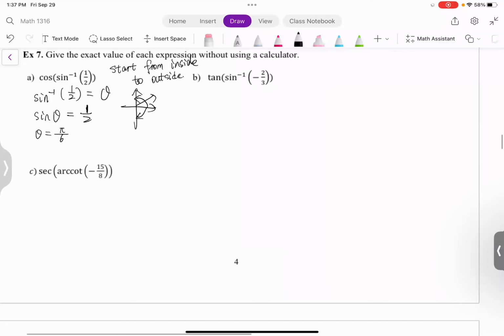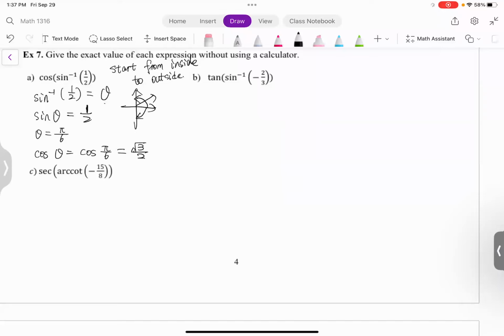How about cosine theta? Because I assume all of this equals theta, but I'm looking for the cosine of theta. So cosine theta equals cosine pi over 6. What is cosine pi over 6? Square root of 3 over 2. So this is a solution.